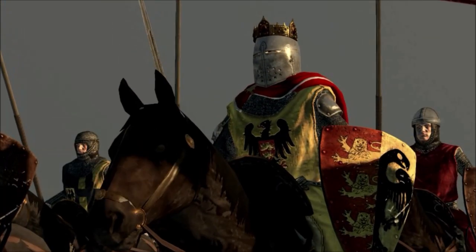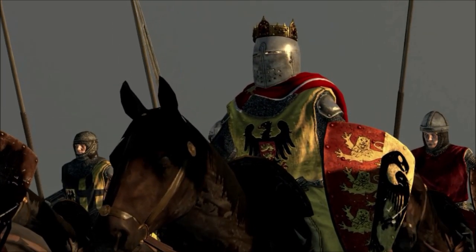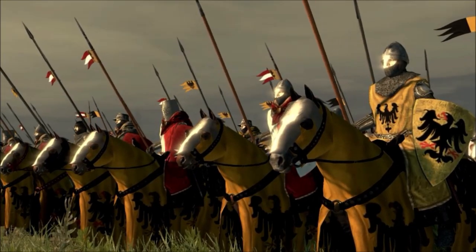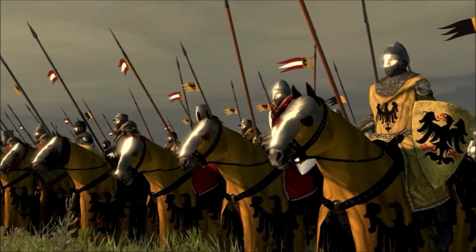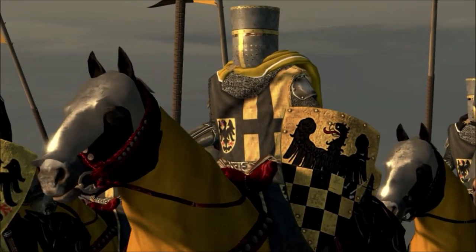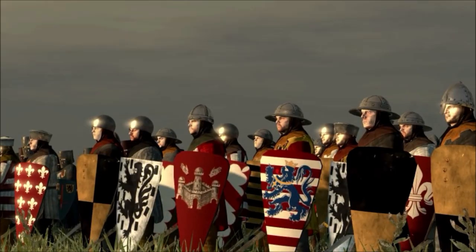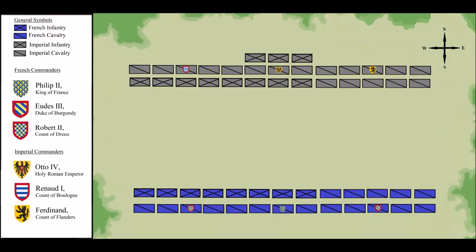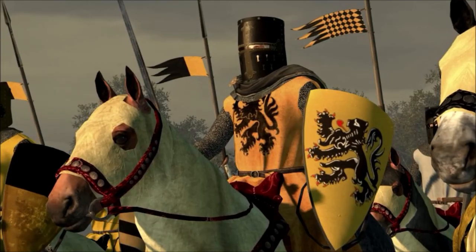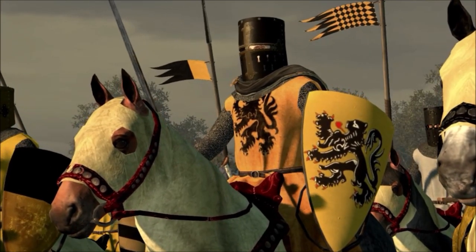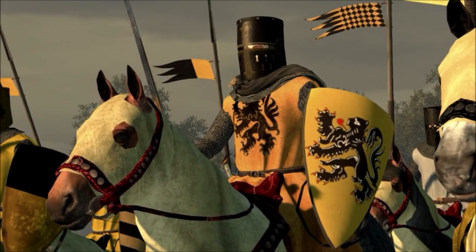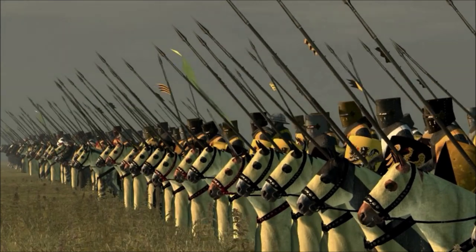The Allied army, led by the Holy Roman Emperor Otto IV, numbered around 9,000 men total. Otto's army contained some 1,300 to 1,500 German, Flemish, English, and Brabantian knights, as well as 7,500 infantry. The Imperial army matched the French and was formed up in three groups. The left wing was under the command of Ferrand of Flanders, with his Flemish knights, directed by Arnaud of Oudenarde, with infantry from Flanders and Hainaut.